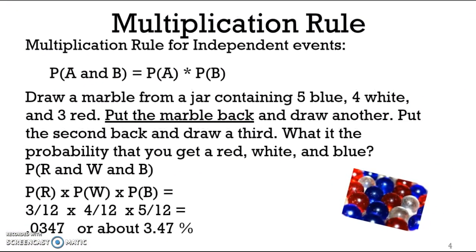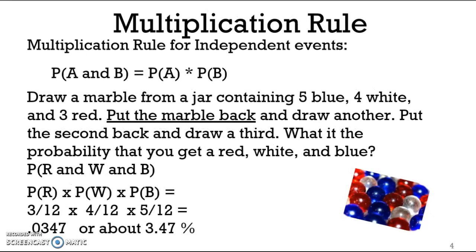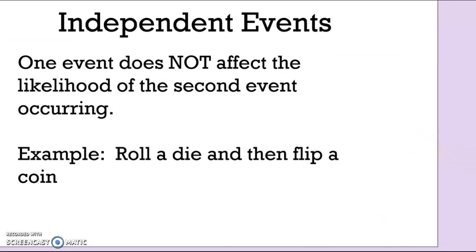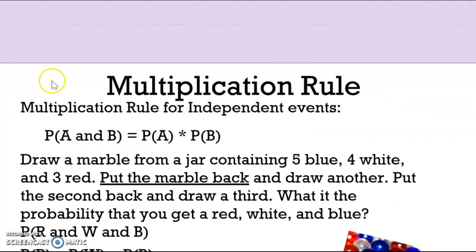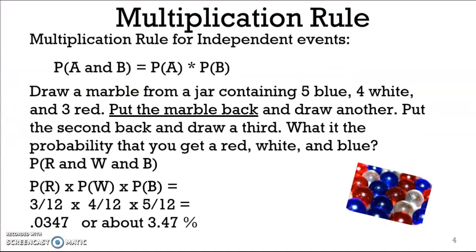Now, let's take a look at the multiplication rule for independent events. This is when the events are not affected by something else happening. The key wording you're going to look for here are things like putting the marble back. Sorry, technical difficulties. Let's get back to where we were. Okay, multiplication rule. Putting the marble back here is the key wording that I'm looking for, or a problem might say something like "with replacement."